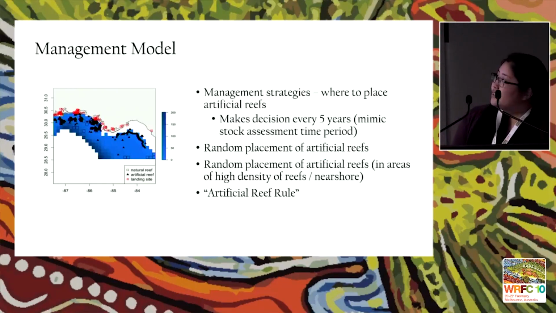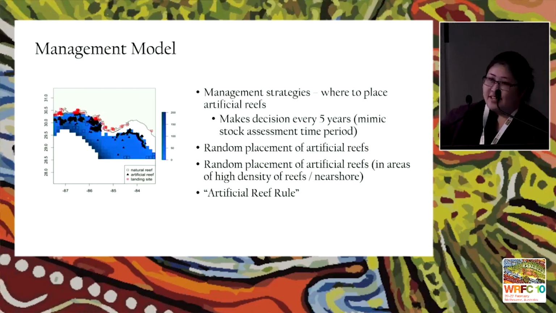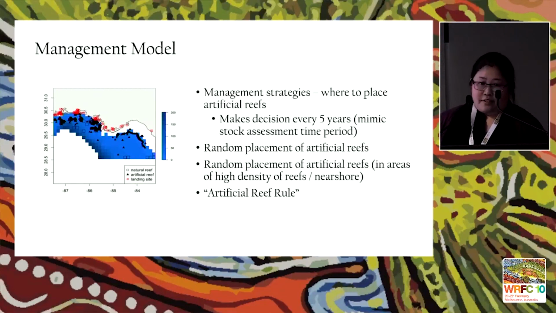Then this is the management model. Like I said, it's where you place the artificial reefs in the grid. And the good thing is it's kind of working, but you can see the black triangles being placed, and that's being done every year. So the artificial reefs are being placed every year, but how they're being placed changes every 5 years. And this is just to mimic the stock assessment process that we have in the southeast of the United States.